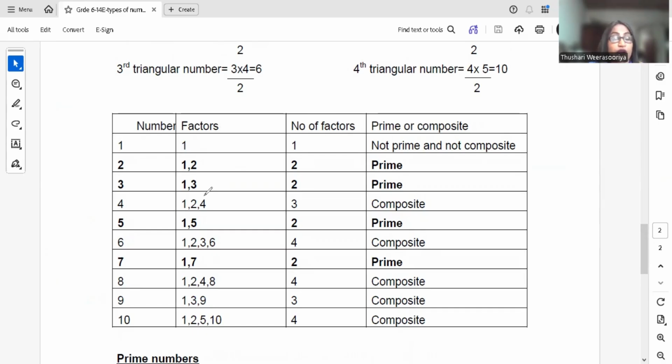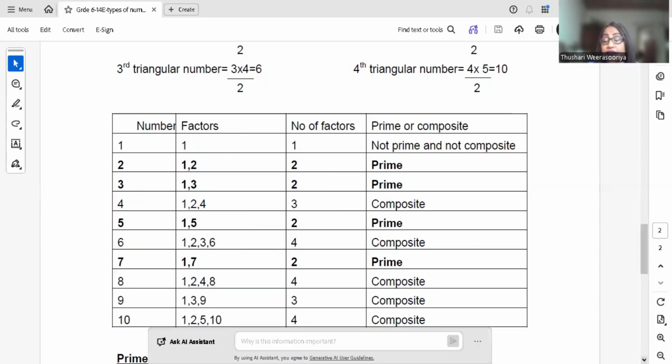3, you know how to get the factors of a number, the first term we have done, how to find the factors of a number, right? 3 has 2 factors. Then number of factors is 2, right? Likewise, you write the factors and number of factors. Now look at this, how to identify the prime numbers.